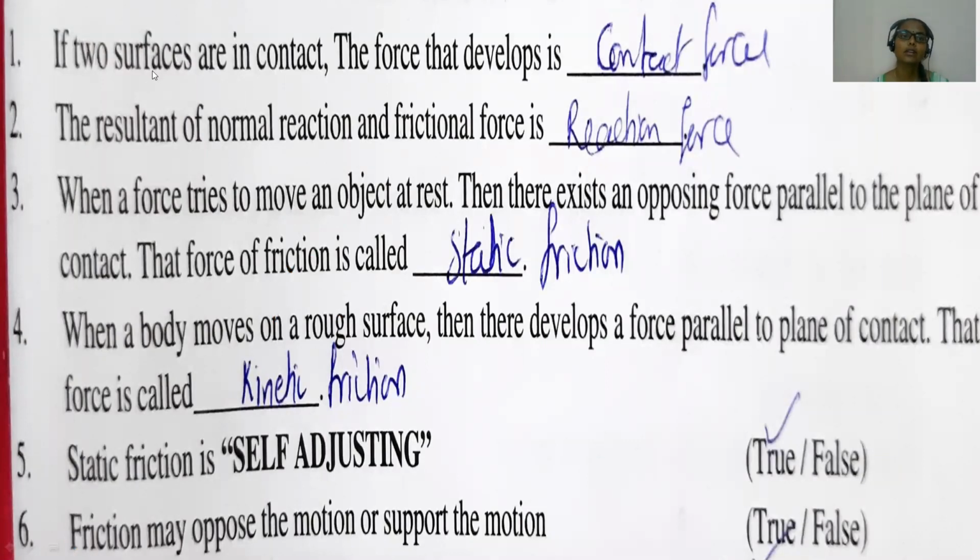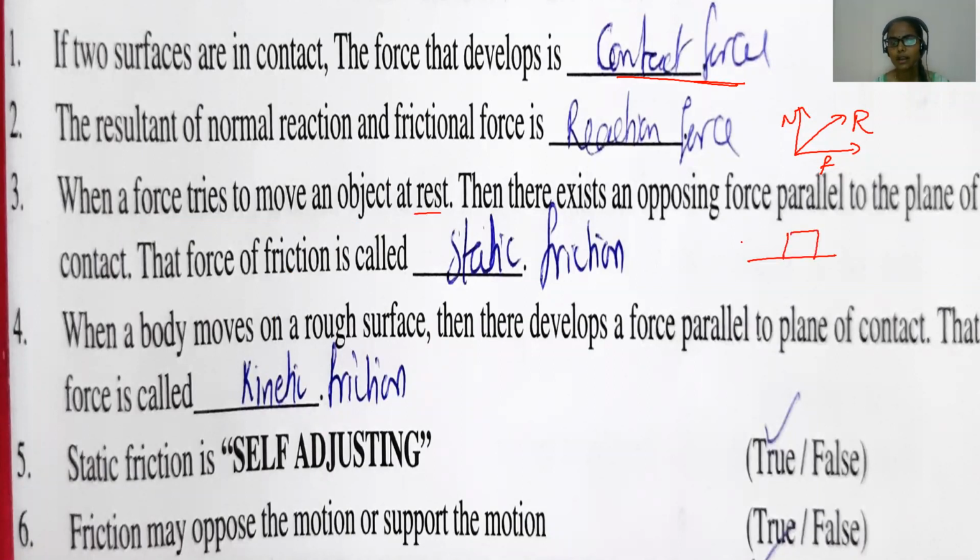Try to answer this question. If two surfaces are in contact, as we discussed in the synopsis, right? Two surfaces in contact, the force developed is nothing but the contact force, we call. Understood, children? Next, the resultant of the normal reaction and the frictional force is called the reaction force R. Right?